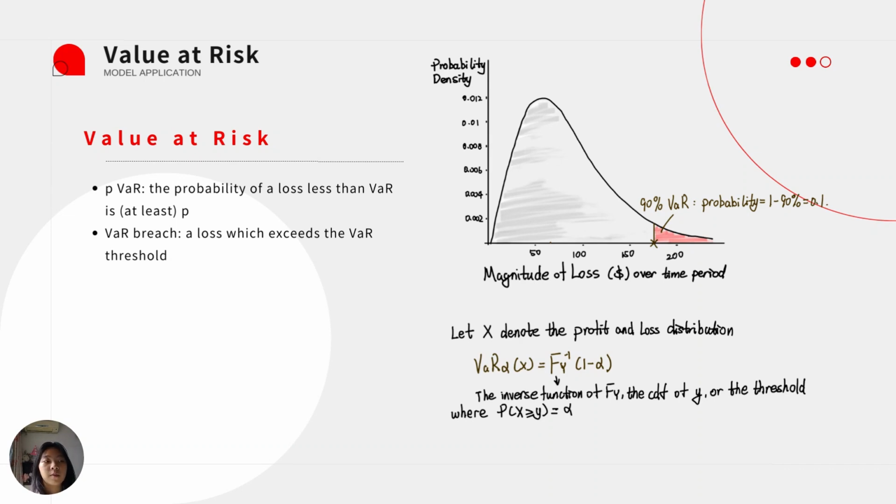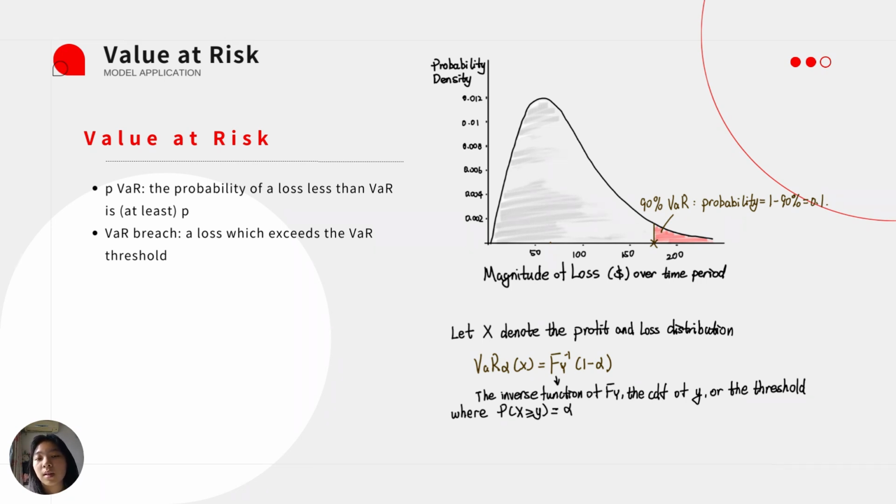The statistic of the value at risk model is P(VAR), where the probability of a loss less than VAR, the value is at least P. So let's look at the image on the right. It is a probability density function on the magnitude of loss over a specific time period. And now we can see that there is a point of $175 on the graph that corresponds to the 90% VAR. So this means the probability of a loss less than the VAR value, or 175, is at least 90%.